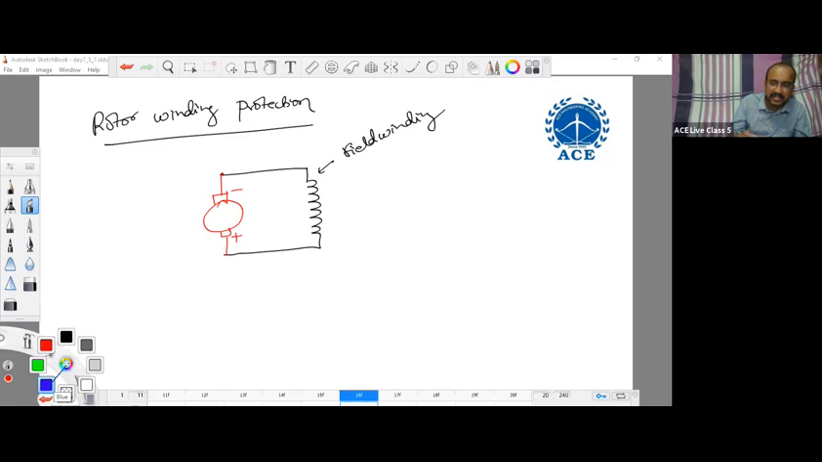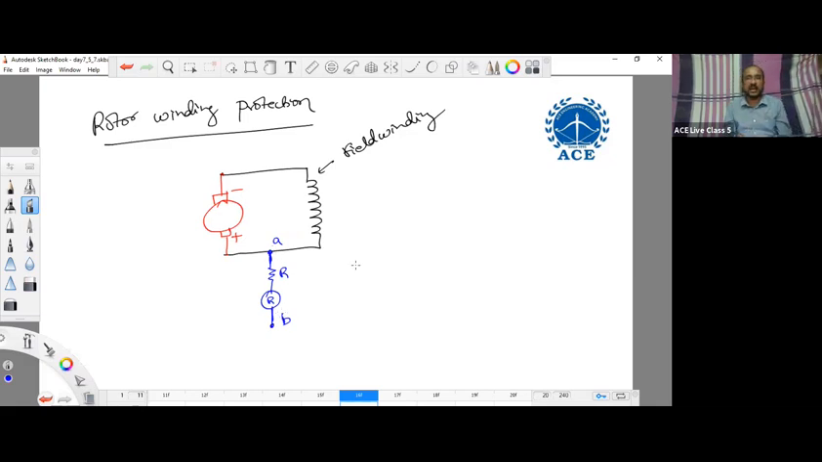Here, to protect this field winding, we will use a special circuit. Let this node be A. Now we will connect the relay in series with a resistance. Now we will develop a logic circuit like this. If the potential at node A and node B are the same, the relay should not operate. Yes or no? If the potentials at A and B are the same, the relay will not operate. So for that, what will you do here?